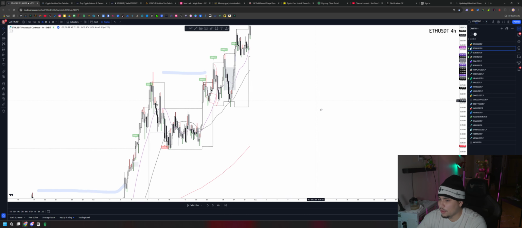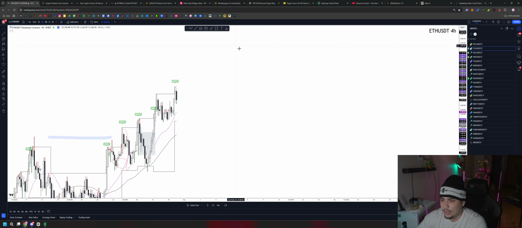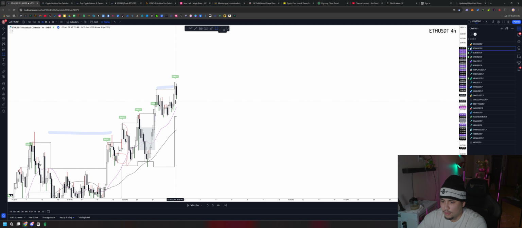For entries, all we're going to be looking at is a break. We're going to pull our deepest unmitigated S&D that comes from the break. And I waited for price to tap the S&D, give me a 3M candle, to then target the highs. Okay.